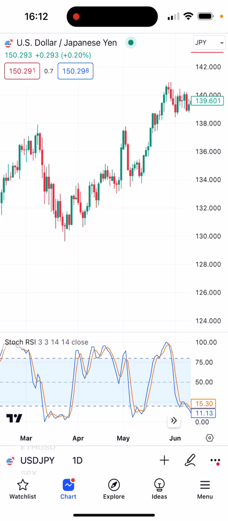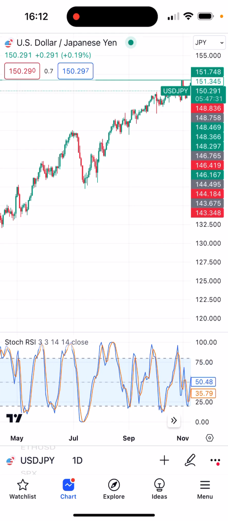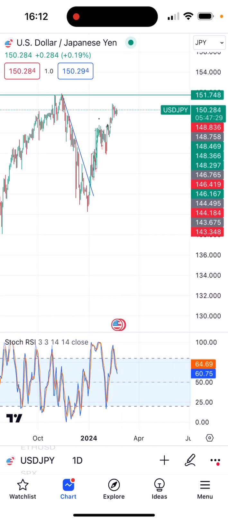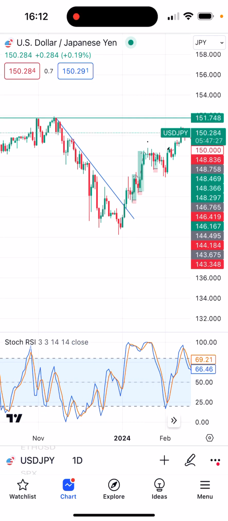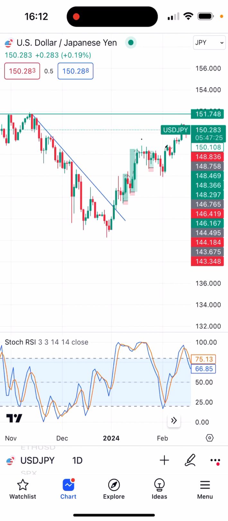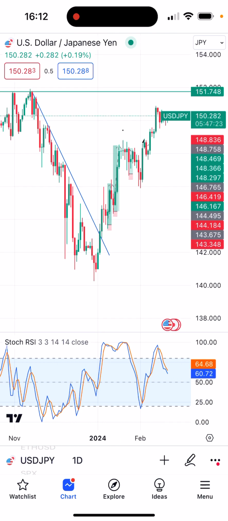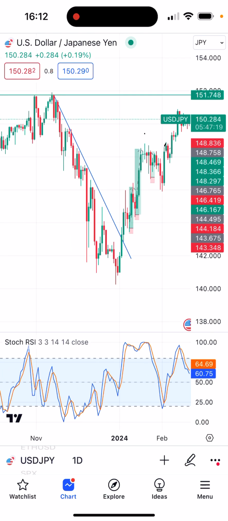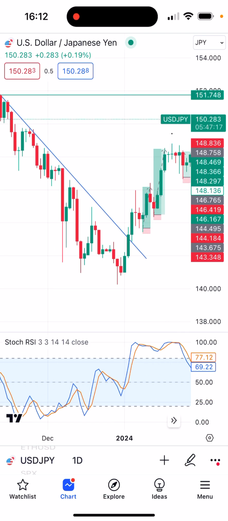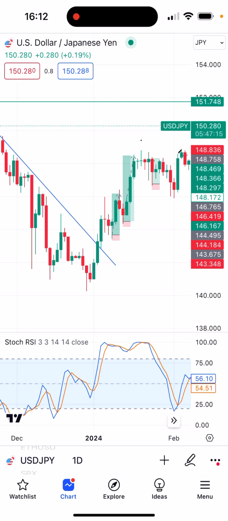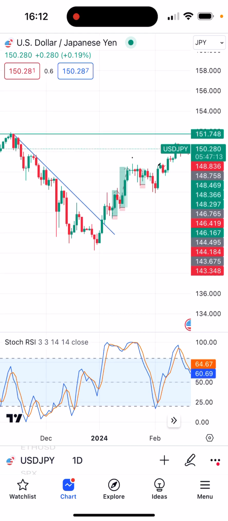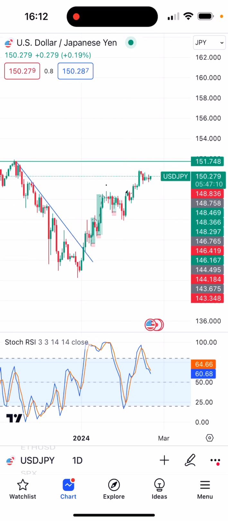So another one will be US dollar and Japanese yen. Beautiful thing to trade. Say she took a trade here a few days ago. Similar thing, you can draw a nice trend line, and then you will see that the price started making higher highs and higher lows. So that means you'll be holding on to that trade.